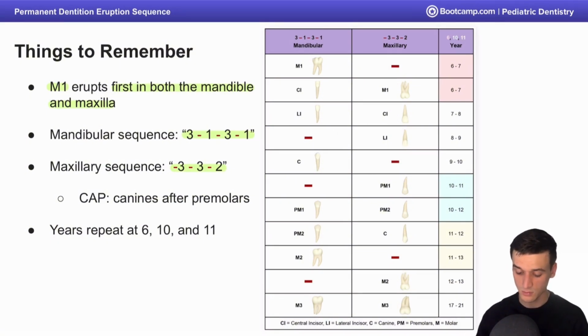Another thing to remember when thinking of the maxillary eruption sequence is CAP, because in the maxilla we are expecting that the canines are going to erupt after the premolars. The other thing to remember is when we move over to the year column, we would expect to see repeated years at 6, 10, and 11, with the year range expanding the second time that we write 10 from 10 to 11 to 10 to 12. And the same thing happening the second time that we write 11, where we begin with 11 to 12, and then the second time it's 11 to 13.